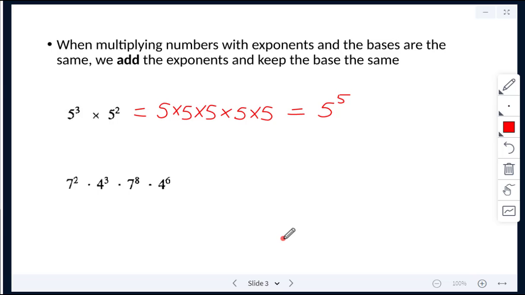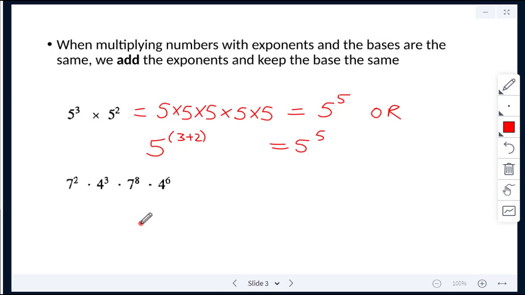So what you'll notice here is that if you added the exponents, 3 plus 2, you would end up with the same answer. I'm just going to show up here that we added 3 plus 2, like so, which still gave me 5 to the power of 5. All right, so again, with these exponent questions, the law here, this product law, is that if the bases are the same and they're being multiplied, then you can add the exponents.